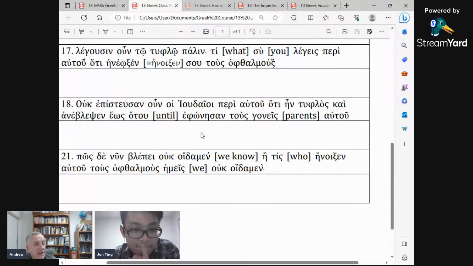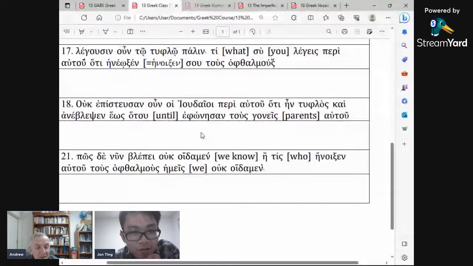All right. Now, last one, verse 21. Have a go at this one. Pos, which is how, nun, now, blepei, which is he sees, ou, not, oidamen, we know. Very good. Just piece that together. But now we see. How now we see? Oh wait, there's no but. Okay. Now we see.